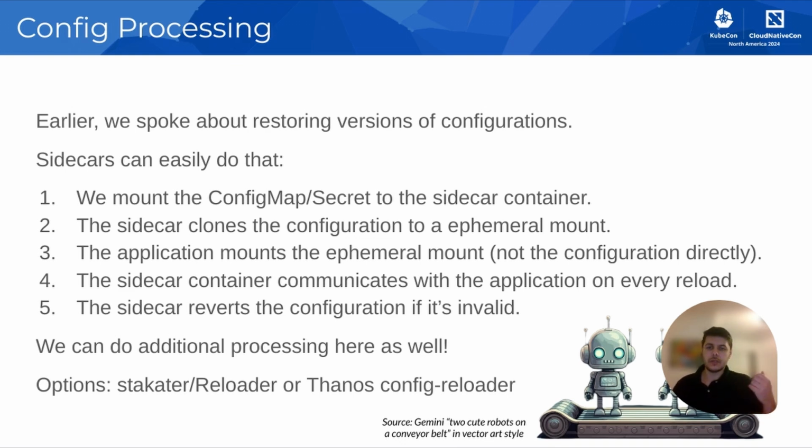So, for example, you can have it communicate with the application on every reload. If you push an update, your sidecar can notify your application of the update. And if it's invalid, the sidecar might store the old version in memory, so it can revert it, and you'll be able to debug what the actual application is. And there are tools that do this for you as well. There's a popular reloader tool, which is real great, or the one in GMP that we use pretty frequently. It comes from Thanos, called the config reloader.